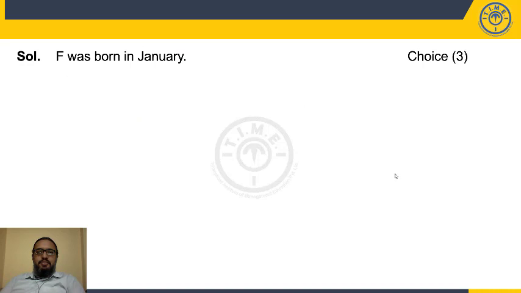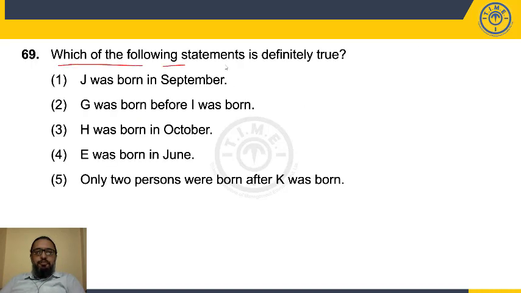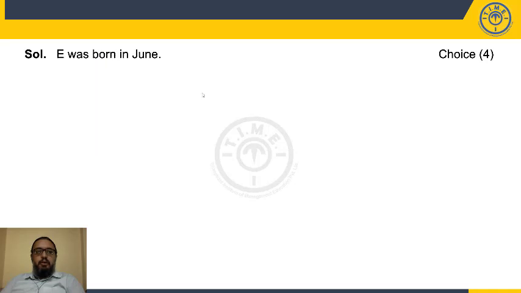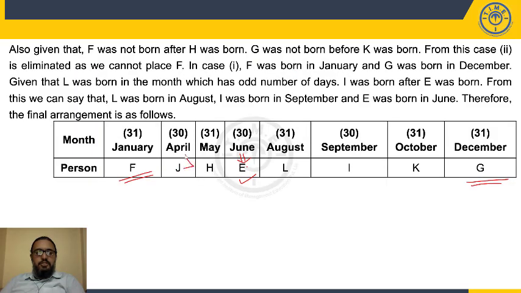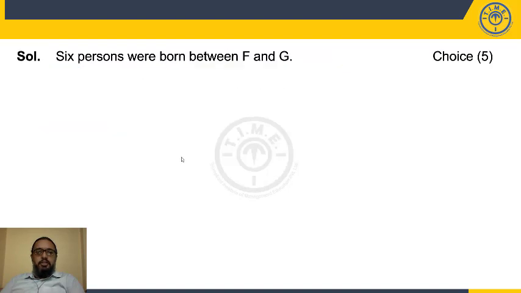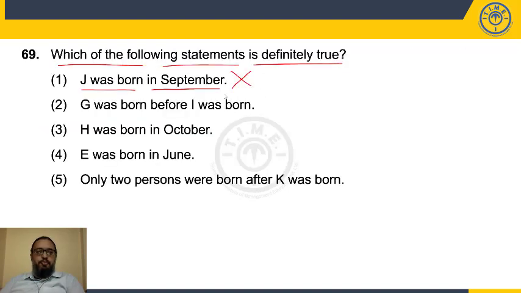Choice 3. Next, which of the following statements is definitely true? He says J was born in September. Let us check. J born in September. Is it? No. J is born in April. So choice 1 is not true. Next, G was born before I was born. That is also not true. Why? Because we checked, G was born in December. So no person can be born after G. So G is the last person. So G cannot be born before any other person. So second option is ruled out.